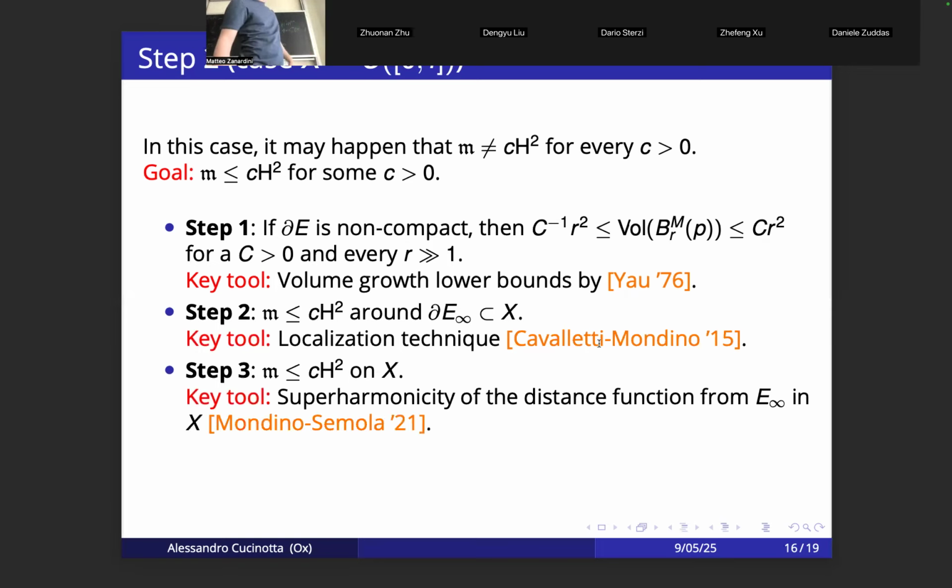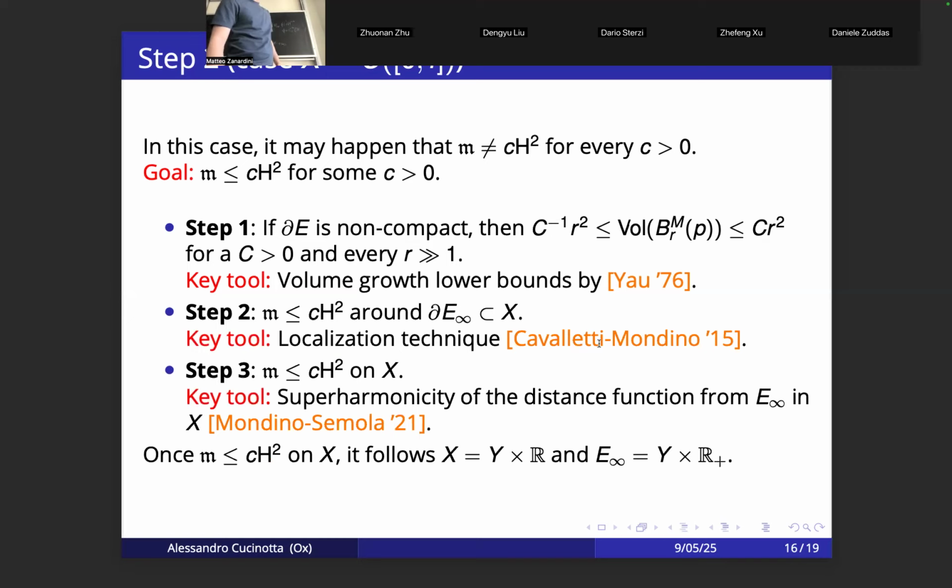And then step three, using a recent result of Mondino and Semola, we are able to globalize and to translate this bound near the boundary of the perimeter minimizing set into a global bound. And this is essentially due to the fact that if you take the distance function from a perimeter minimizing set in a metric measure space, in an RCD(0,N) space actually, then this is going to be superharmonic.